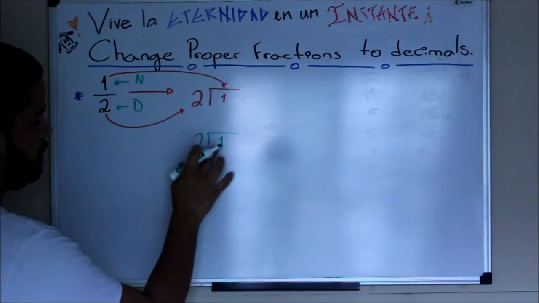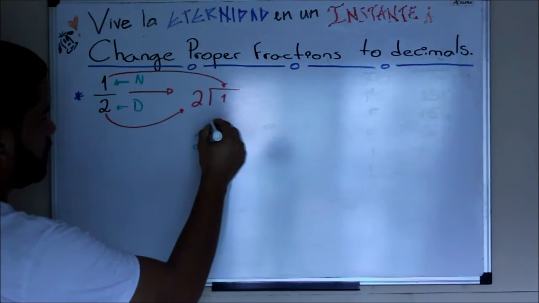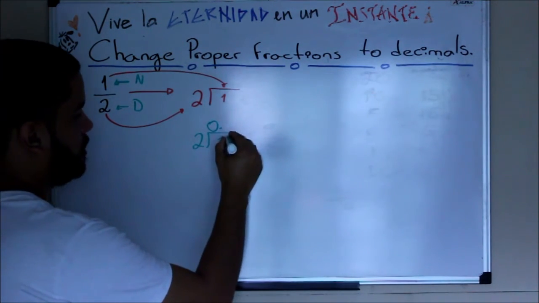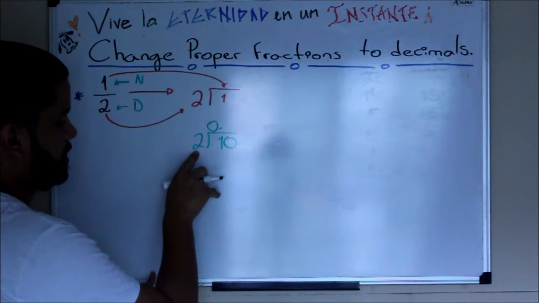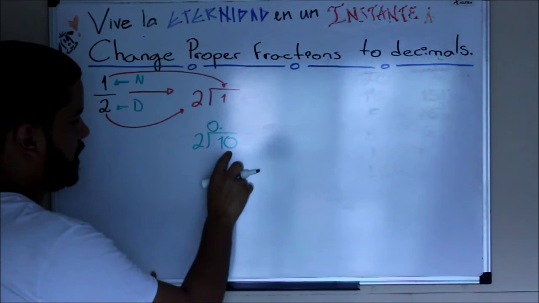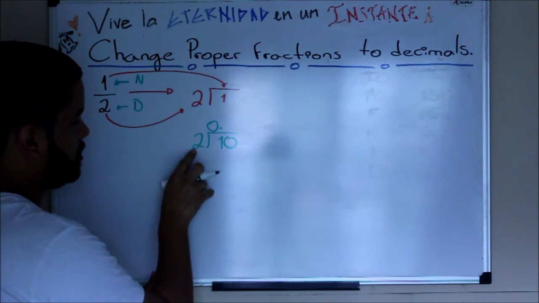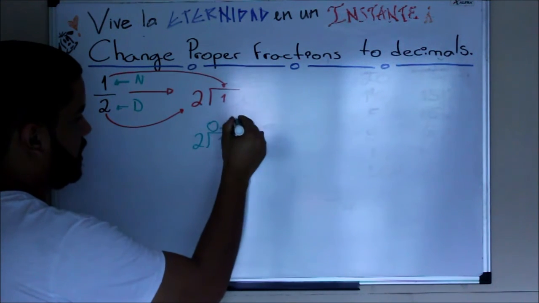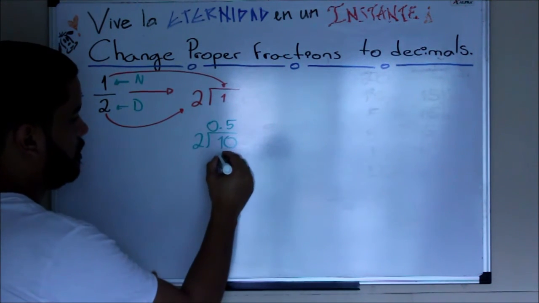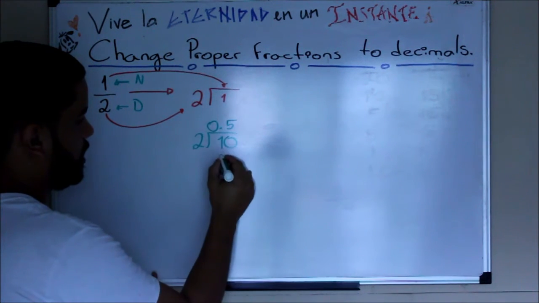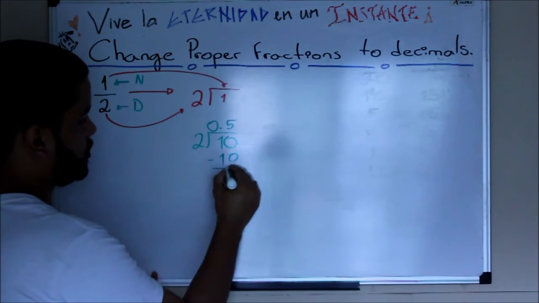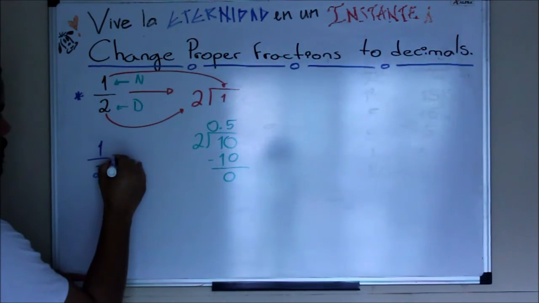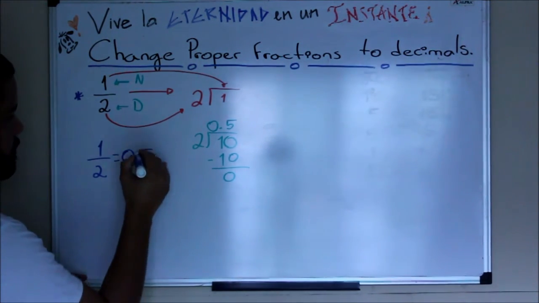Our 2 does not fit on 1, so we're going to write here 0 point, and that means that we're going to add here a 0. Now we can say that 2 can divide 10. How many times does 2 fit on 10? Fit 5 times, like that. So 2 times 5 will be 10. We make the subtraction and we get 0. So 1/2 is equal to 0.5.